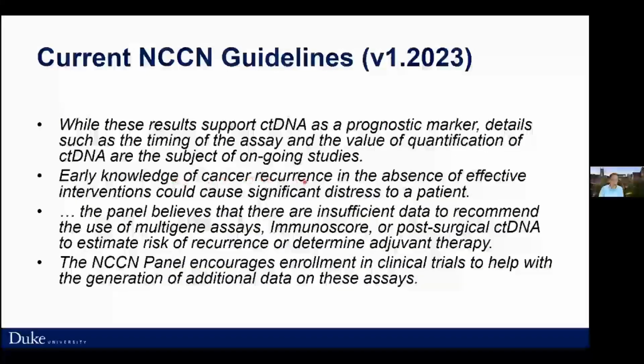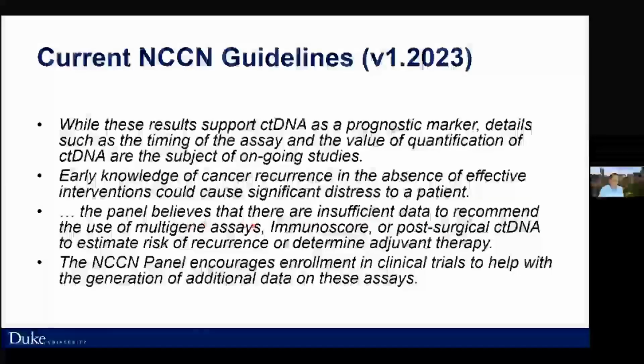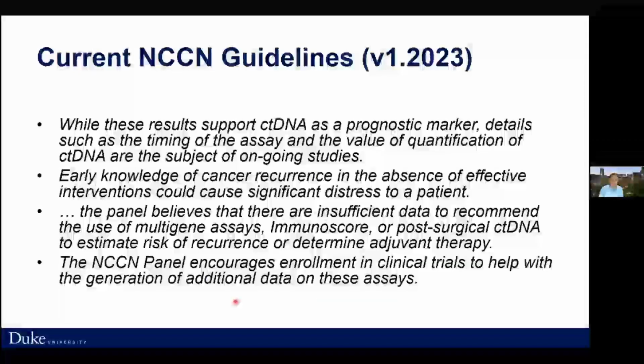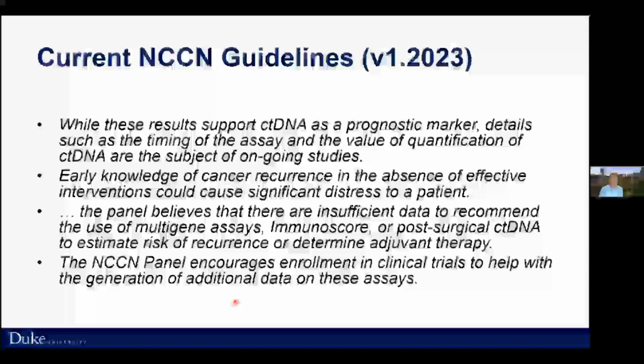Early knowledge of cancer recurrence in the absence of effective interventions could cause significant distress to a patient. Sounds like our case earlier. So the panel believes that there are insufficient data to recommend the use of any of these assays to estimate risk of recurrence or to determine adjuvant therapy, and they are recommending clinical trial enrollment. I feel like, was it Dr. Musa? Were you the one who verbalized some of these points?